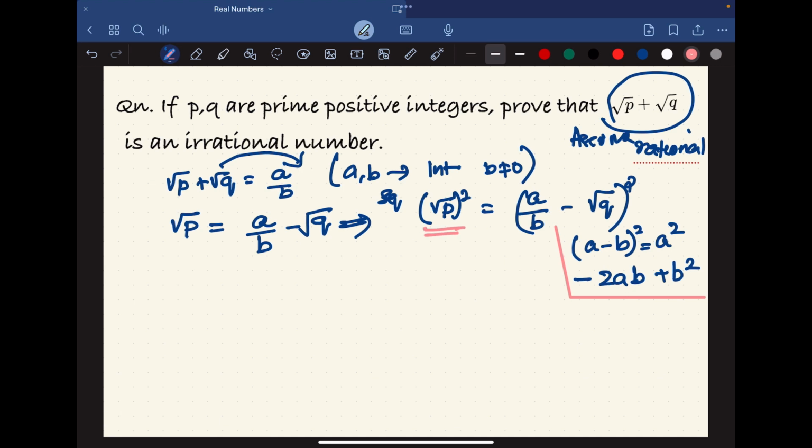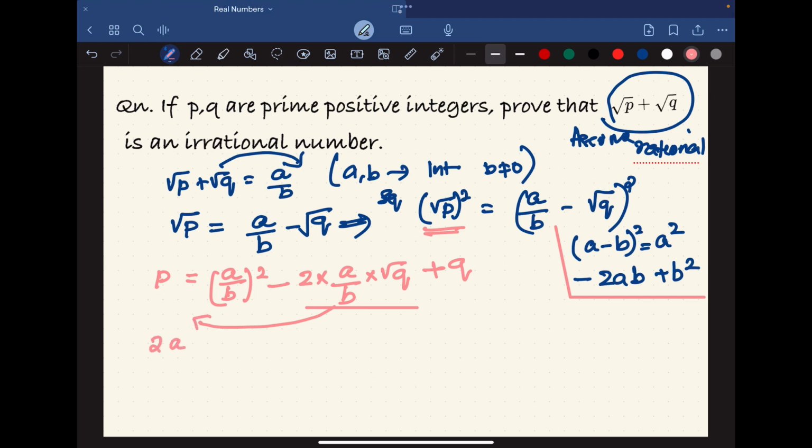So left hand side, root p the whole square will become what? p, that is equal to a by b the whole square, right? a square by b square minus 2 into a by b into root q, plus root q the whole square. Root q the whole square is what? q. Root of a number, when it is squared, the root will go, right? q. So now what we can do as next step, we are going to take the root number one side and everything else on the other side. That means I'm going to take this to the left hand side. The negative will become positive.